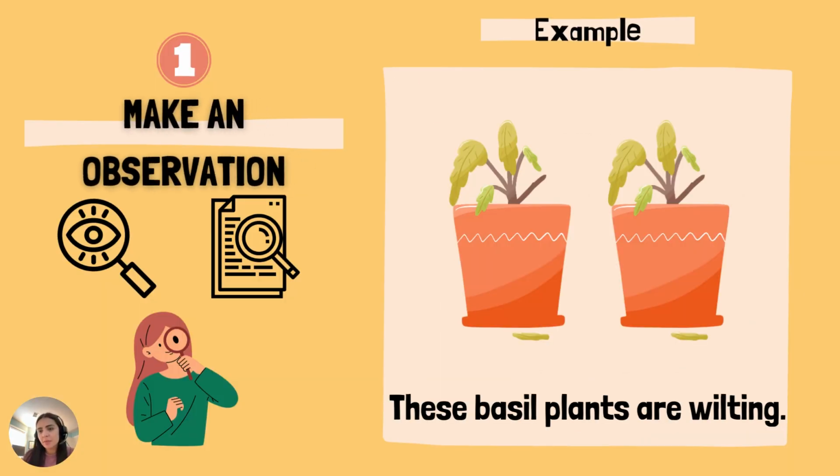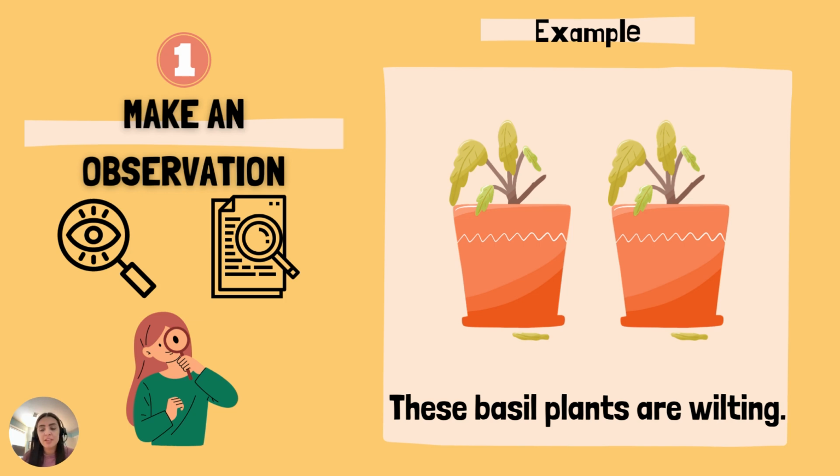Let's build some simple insight into the scientific method by looking at an example with these plants shown. The first step is to make an observation and also do some research on the topic. I can observe that these basil plants are wilting. Wilting means that they are drooping or perhaps even dying. Observation means to study carefully.